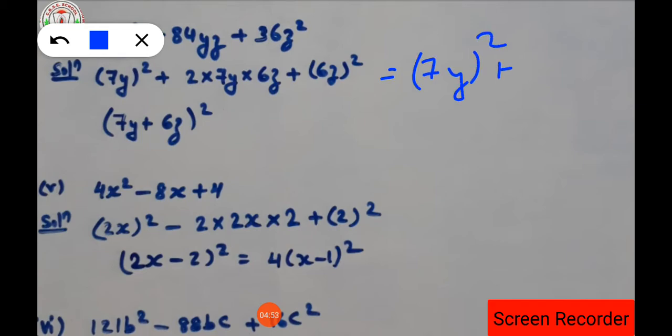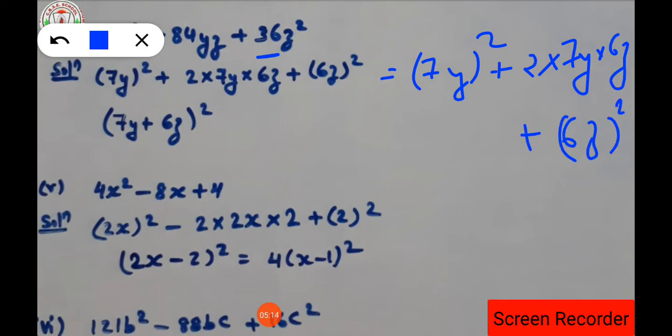Then plus 84yz is there, that means 2 comes from the identity, into 7y, into 6z. 36 is here. 36 is the square of which number? 6, isn't it? That means in place of b we are having 6z, so plus 6z the whole square. See students, you have to convert the question into the form of identity.